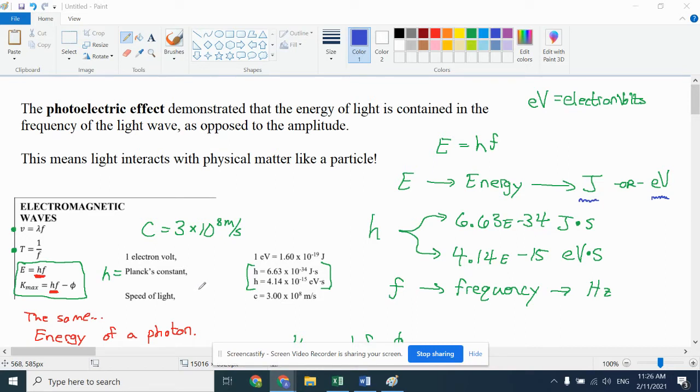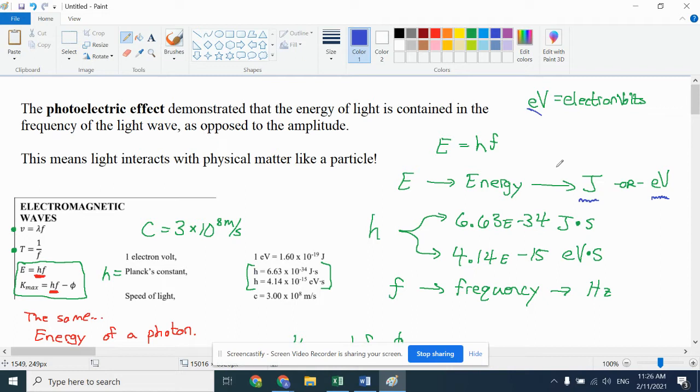Now, we're going to end up with two units of energy for E = hf: joules, which you're familiar with, and electron volts, which you're not. eV, shown here, stands for electron volts. We'll talk about what electron volts mean in a future class, but for now, it's a unit of energy. 1 electron volt equals 1.6 times 10 to the negative 19th joules.